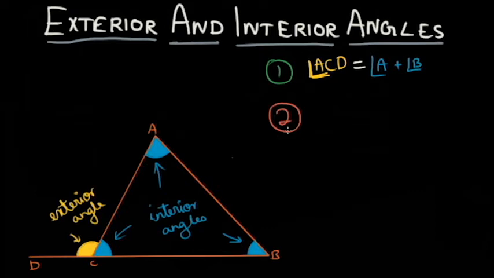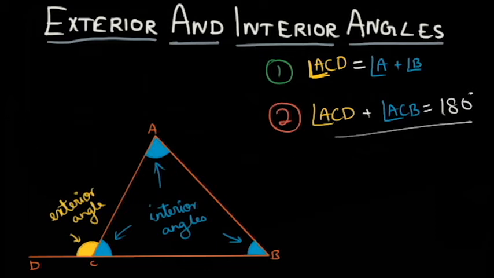The second property: ACD, which is the exterior angle here, plus angle ACB, which is the interior angle right next to it, the adjacent interior angle, is equal to 180 degrees, because as you can see, they both lie on the straight line. The sum of all angles on any one side of a line is always 180 degrees.